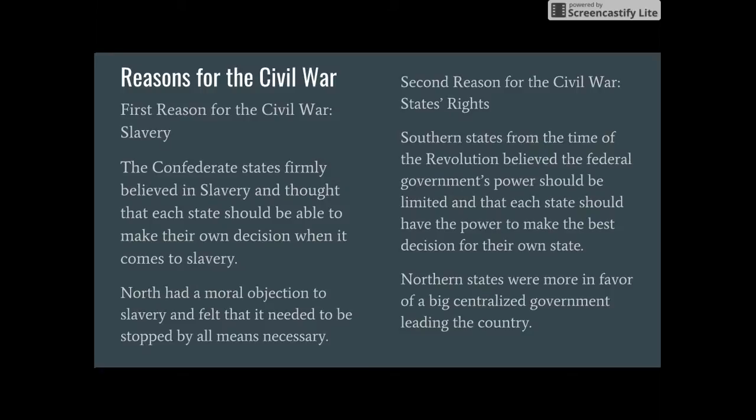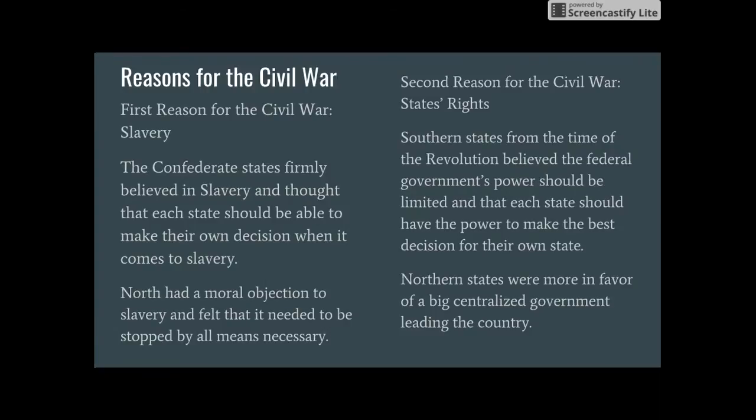Second big reason for the Civil War, states' rights. Southern states thought really from the time of the Revolution, from Hamilton versus Jefferson, all of those guys, that the federal government's power should be relatively limited, and that many of the decisions should be made at the state level, and that each state should be able to make up their own decision. If what's best for one state isn't good for another, they should be able to figure that out and not have just a blanket statement made by the federal government.